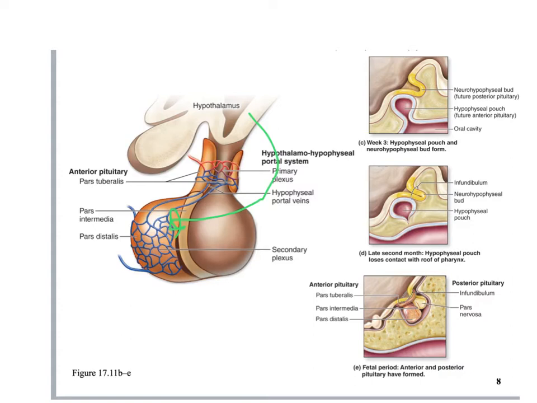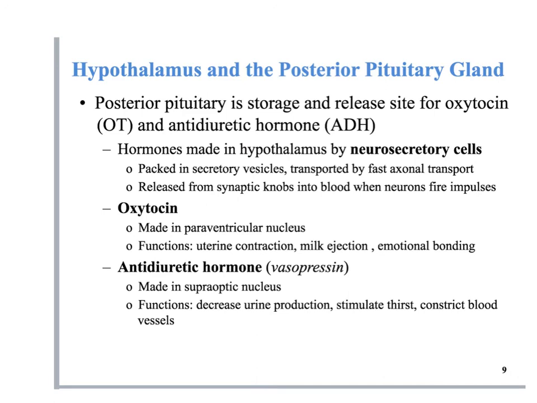And then over here, this is how the two develop. I wanted to put that in so you see where you have the hypophyseal pouch that will end up becoming your anterior pituitary. It's derived from the oral cavity. Eventually you end up with your pars nervosa versus the pars tuberalis, intermedia, and distalis. Questions?